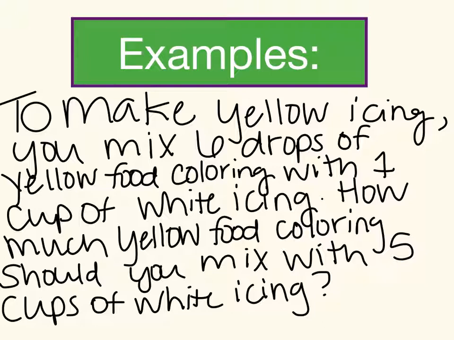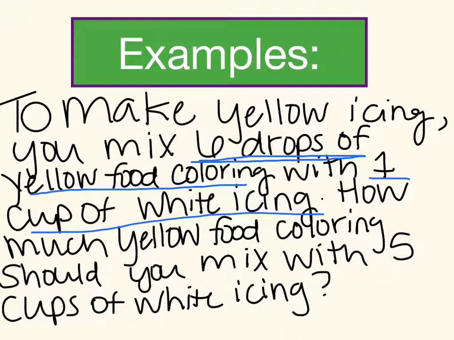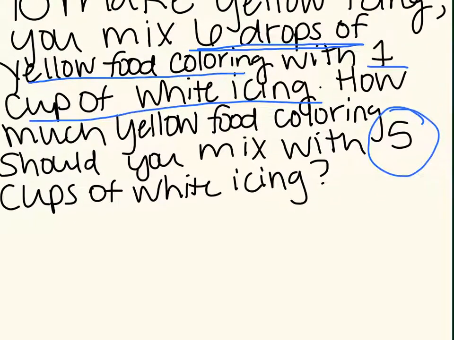So this says, to make yellow icing, you mix 6 drops of yellow food coloring with 1 cup of white icing. How much yellow food coloring would you mix with 5 cups of icing? Okay, so what I like to do is go through and figure out what some important information is here. So we have 6 drops of yellow food coloring, okay, and that is used to make 1 cup of white icing, and now we want to see what happens if we make 5 cups. So I think that the best way to do this is probably to make a table.